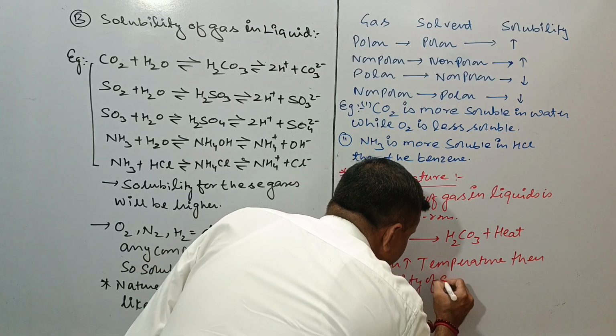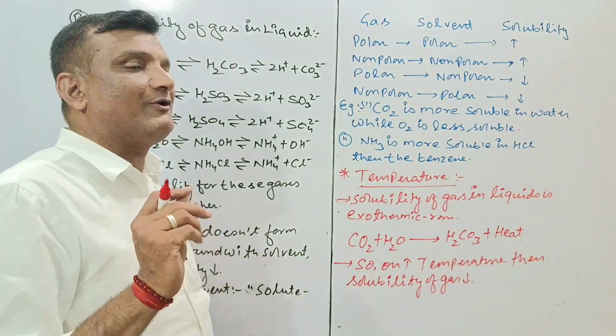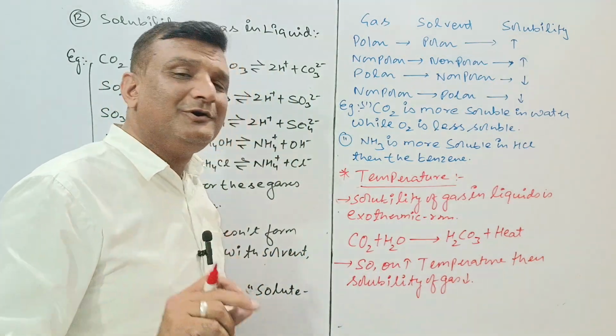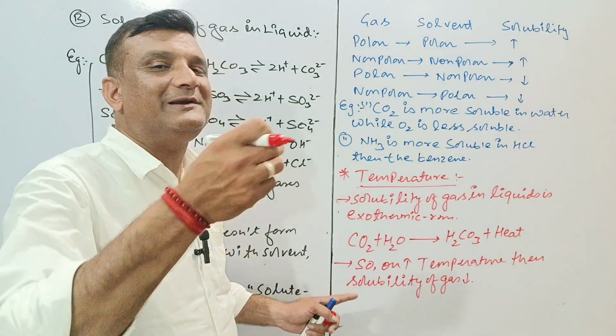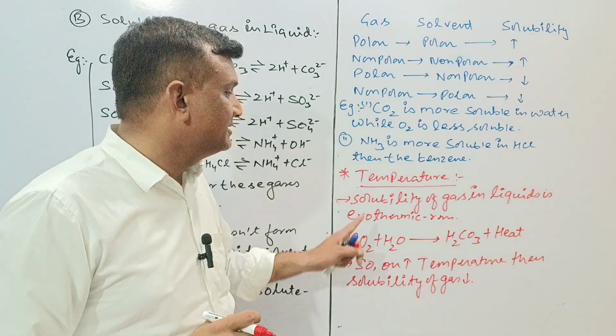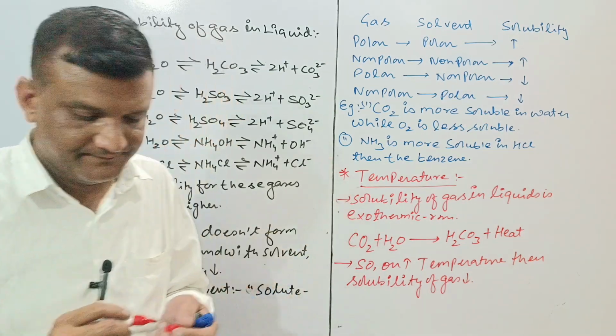solubility of gas decreases. इसीलिए आपके पास में किसी भी वाटर में बैड स्मेल आ रही हो तो अगर हम उसको बॉयल कर लेते हैं तो वो बैड स्मेल रिमूव हो जाती है बिकॉज ऑफ solubility of gas is exothermic reaction. This was about the third factor, temperature.